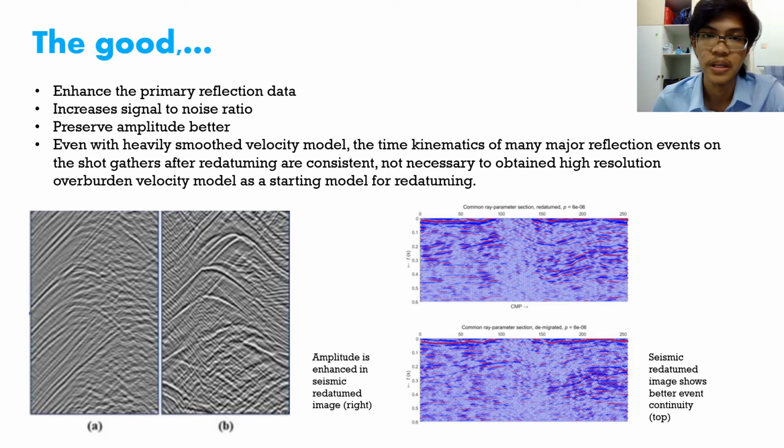model for redatuming. What this means is, even if we do not have a detailed overburden velocity model, using a simple model-based velocity is enough as the starting model for redatuming.